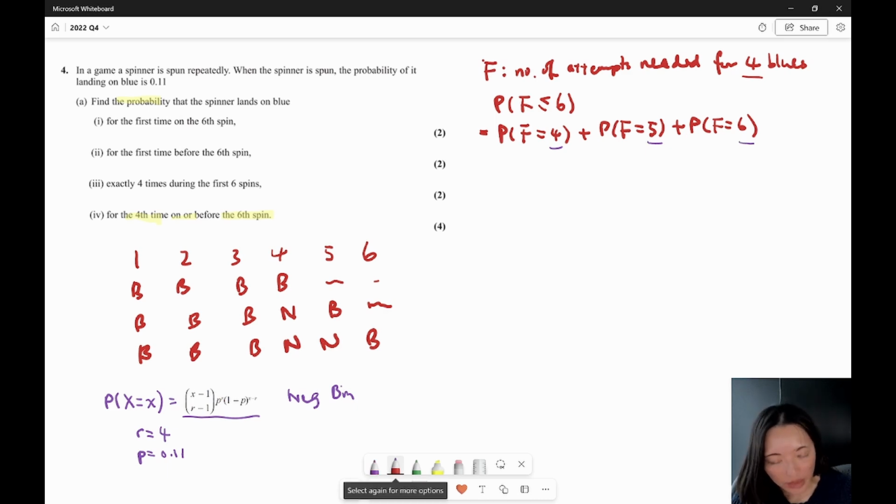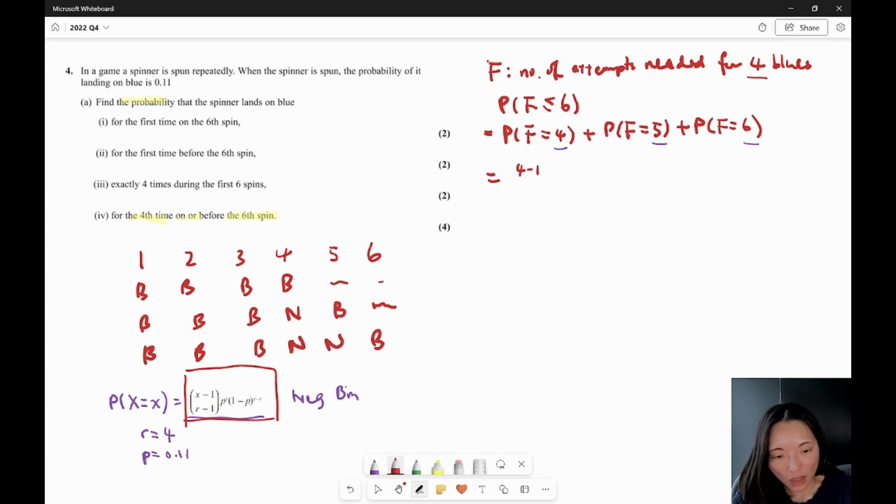Therefore, I'm just going to write the next line in this equation. Probability of F equals 4. What is X? X here is 4. So X minus 1 is 4 minus 1. What's R? R is also 4. So R minus 1 is 4 minus 1 as well. Now, what's P to the power R? P is 0.11, R is 4. So that's 0.11 to the power 4. What's 1 minus P? 1 minus P is 0.89. X minus R is 4 minus 4.